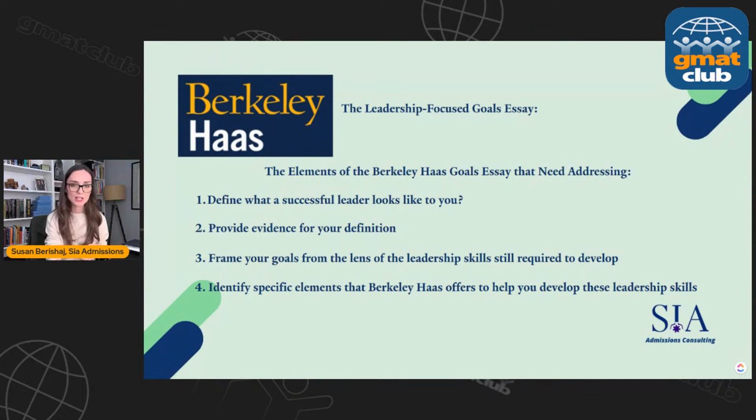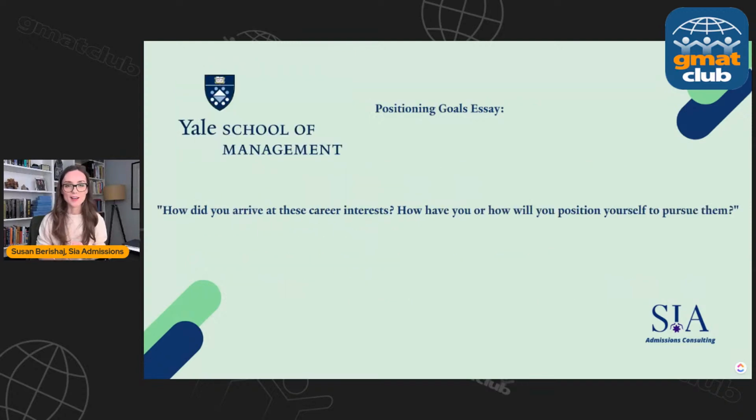Perfect. So now let's go into the positioning goals essay, which is Yale's essay. I'm sure all of you have written in some shape or form a research paper in college, whether that's a short one or perhaps a lengthier one, or some of you have done a thesis, or whatever it may be. You have had an experience writing a research paper.